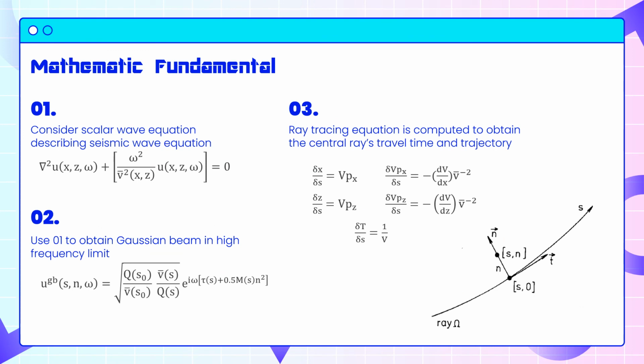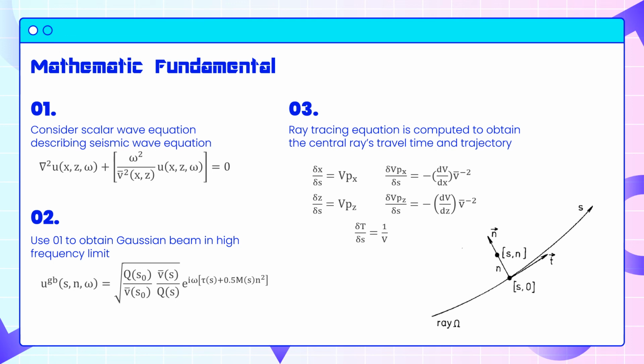In the case of 2D, consider the scalar wave equation describing seismic waves, as shown in equation 1, where omega is the wave frequency and v is the velocity at a point within the central ray. Equation 1 is later developed into equation 2 in order to obtain the Gaussian beam in the high-frequency limit, where s and n are ray-centered coordinates. s is the length of the central ray path. n is an arbitrary reference point along the central ray path.